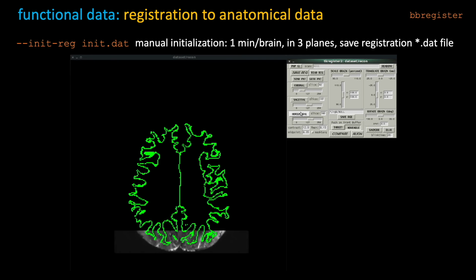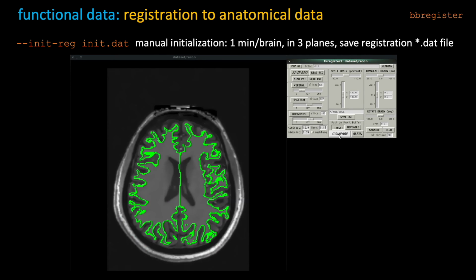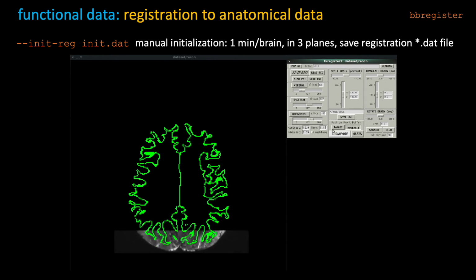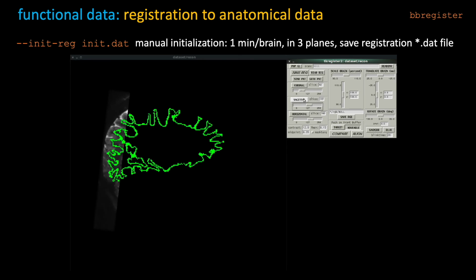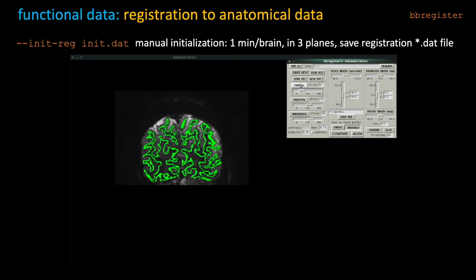And I open in the TK register viewer where I can have fMRI, anatomical data, and also the white surface. And I just add a couple of shifts or rotations just to align this fMRI volume sort of okay with the anatomical data. It by no means should be perfect. The algorithm will do its job.